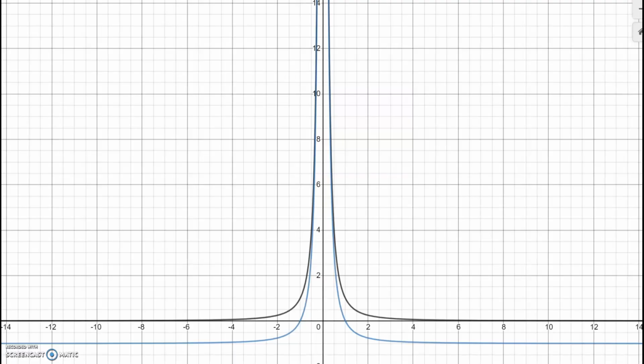Again, here the black function is our original function, so that's 1 over x squared. The blue function is 1 over x squared minus 1. Notice how all the y values have shifted down 1 unit compared to your original 1 over x squared graph.